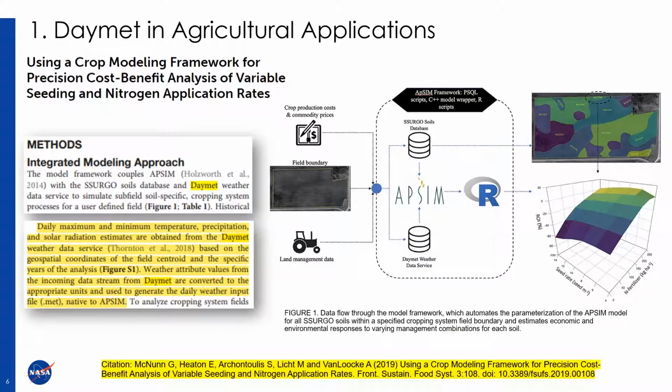From this same paper, looking a little deeper into the methods section, we see that a number of daily Daymet variables are used as inputs to the APSIM model framework. It's also noted that the data are obtained from the Daymet Weather Data Service based on the geospatial coordinates of the field centroid data. In a few slides, I'll share what that Weather Data Service likely is.